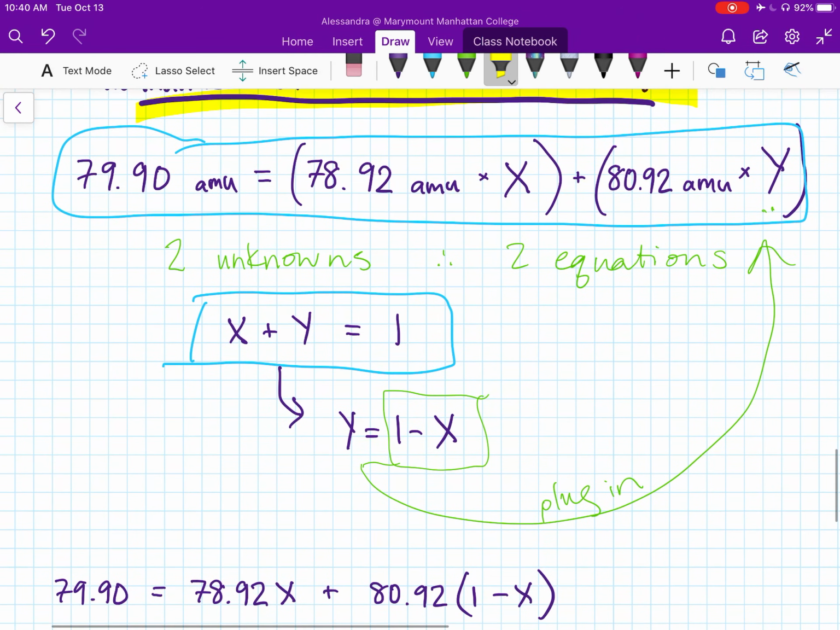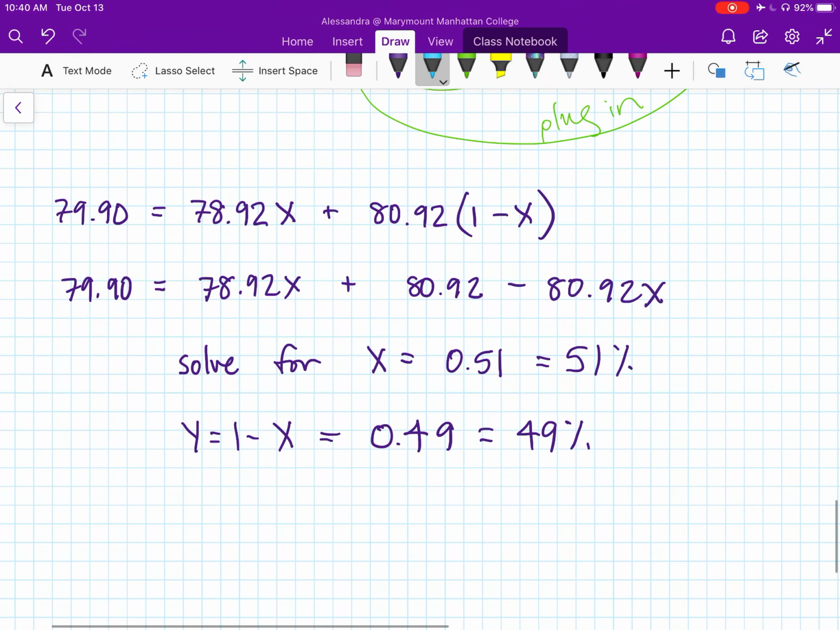Well, going back to the original equation, X is going to be the mass of the lighter isotope, and Y is the mass of the heavier isotope. So we just figured out that 51% of bromine is going to be the heavier isotope, 81 Br, and 49% of bromine is going to be the lighter isotope, 79 Br. So these two isotopes of bromine exist in almost equal, 51% and 49% relative abundance.